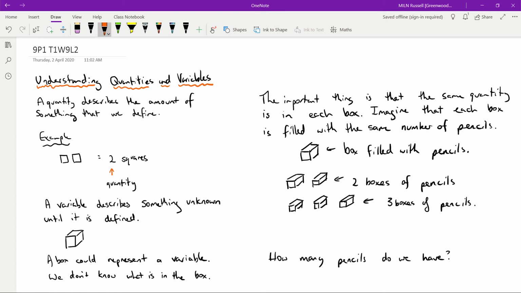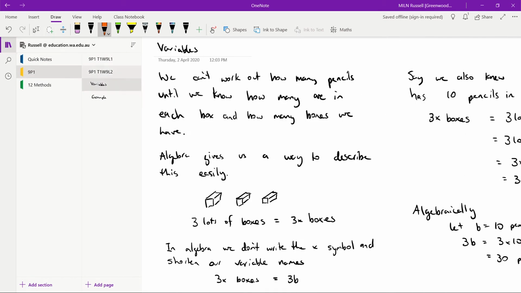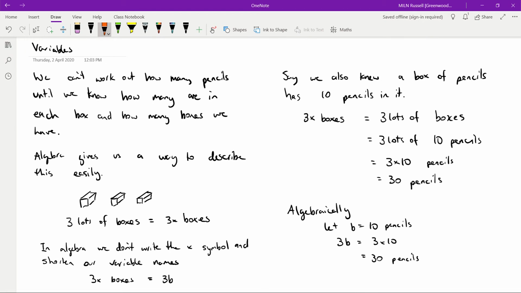Well, I haven't told you yet. All I know is that I have 3 boxes of pencils, and that each box has the same number of pencils in them. So once we're told how many pencils are in each box, we can start to work with it. But before we do that, we can use algebra to describe what we have a little bit easier.